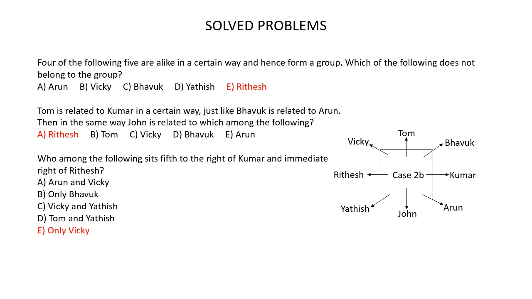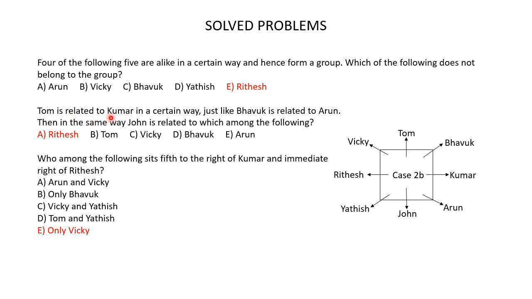Option A is Arun. Arun sits at the corner of the table. Option B is Vicky. Vicky sits at the corner of the table. Option C is Bavuk, and Bavuk also sits at the corner of the table. Option D is Yatish. Yatish also sits at the corner of the table. Option E is Ritesh. Ritesh sits at the side of the table. So clearly, Arun, Vicky, Bavuk, and Yatish form a group because they are sitting at the corners of the table. Ritesh is the odd one out who is sitting at the side of the table. So the correct answer is E, Ritesh.